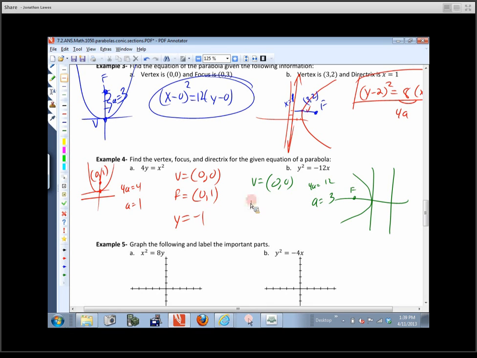If I was at (0, 0), the focus would be at (-3, 0), and the directrix would be x equals 3. x equals +3. Any questions there? Sure?